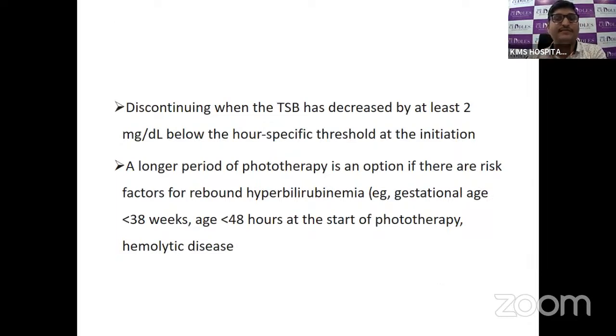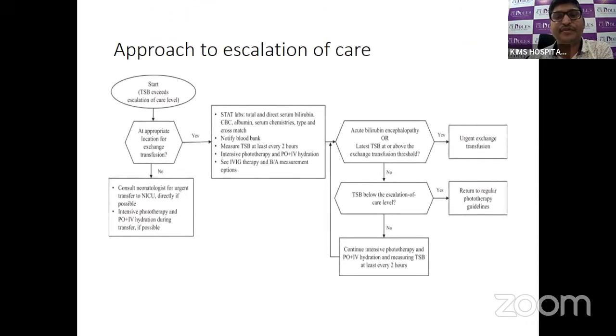So all children on phototherapy should be followed with total serum bilirubin every 12 hours. Whenever it is less than 2 milligram per deciliter, we can follow 2 threshold levels, or even 1 threshold is also effective for stopping the phototherapy. Whenever there is no improvement, or the bilirubin is above the phototherapy threshold and just 2 milligram per deciliter below the exchange transfusion threshold, then you have to escalate the care.